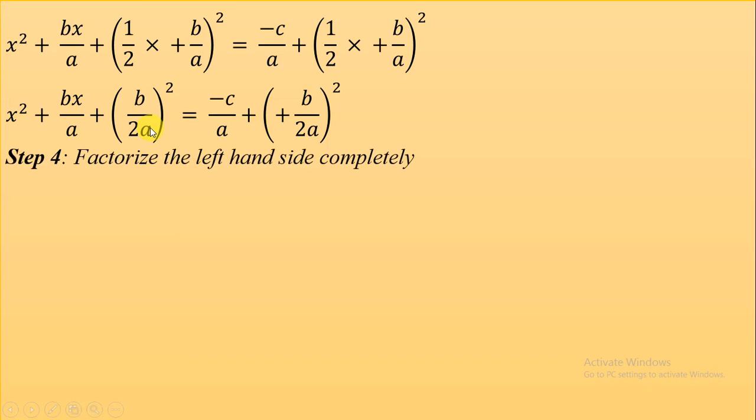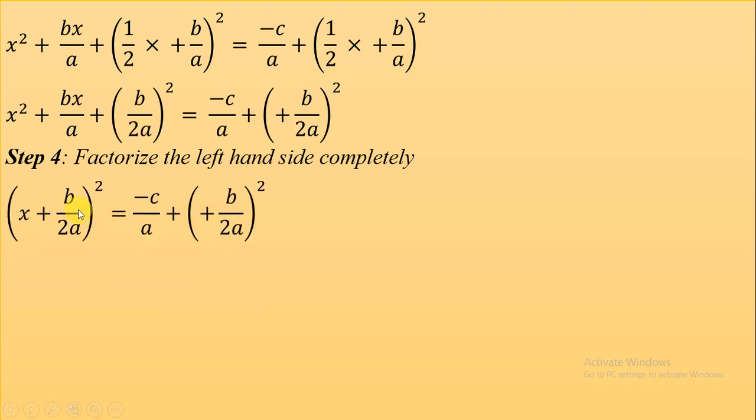And the next step, which is step 4, is to factorize completely. You factorize the left hand side, and by doing that, using that trick, you pick the unknown variable in consideration, which is x plus b over 2a. Close everything and square it. And at the right hand side we have what we have here. So you can also simplify further. At the right hand side, open this, we have b squared over 4a squared.